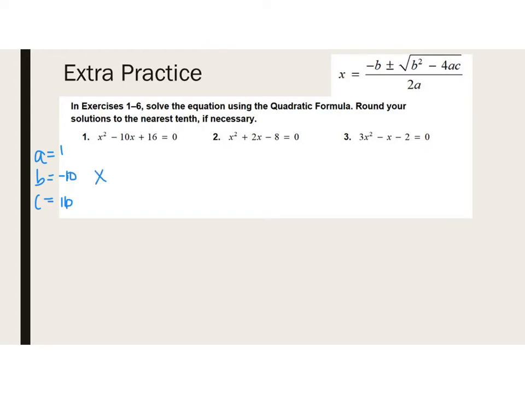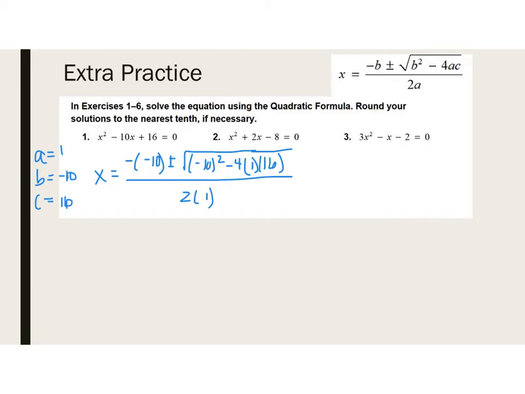So we're going to have x equals negative b, so I put in what my value is for b, plus or minus the square root of b squared minus 4 times a times c all over 2 times a. And see, I just plugged in all my numbers. So next I'm going to go through and actually simplify.